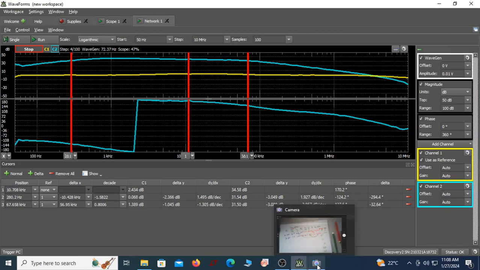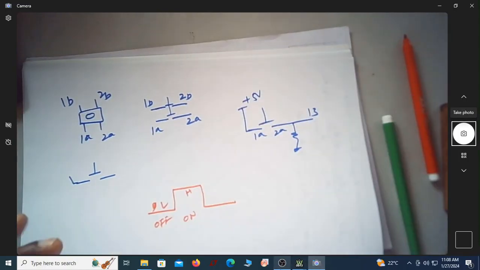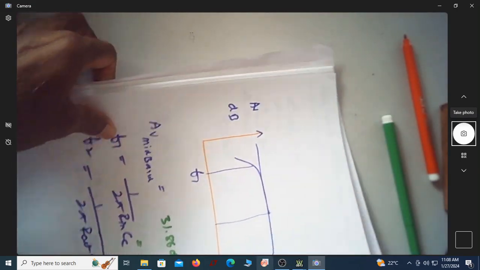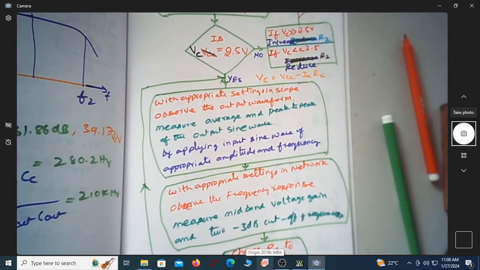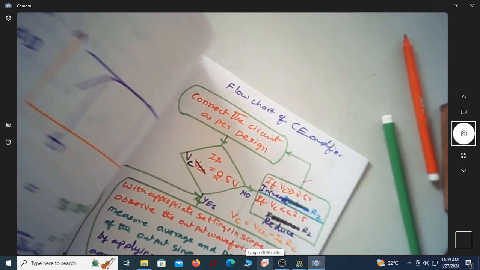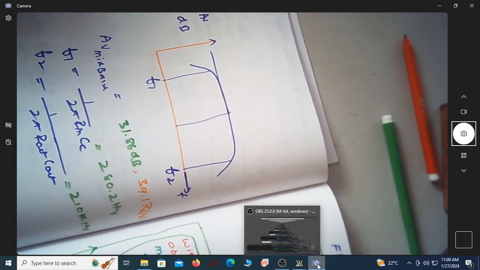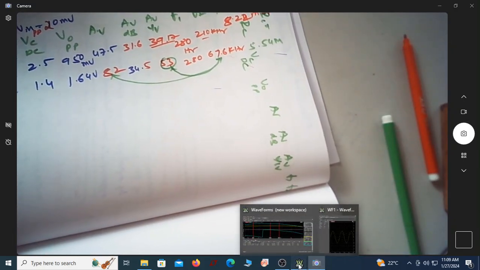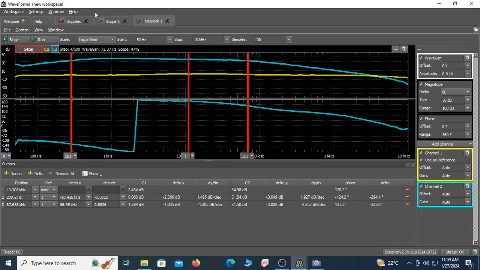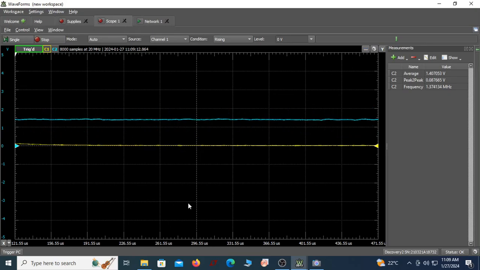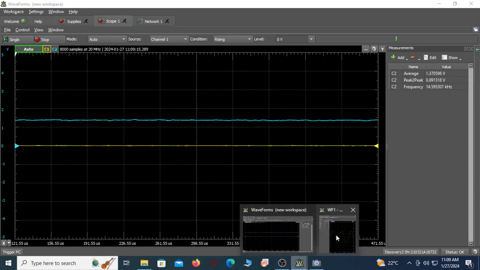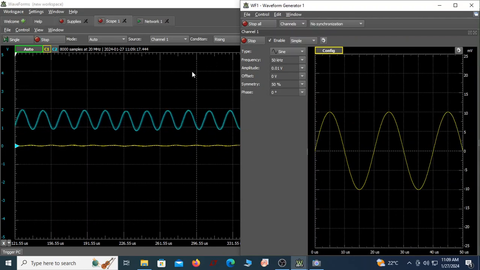So what my flowchart says is you have to change the RC to 1.5K. So let me change it to 1.5K and then redo it. Where is this? So I am here. I'll go to scope, I'll run it. I will again go to this and I'll run this.